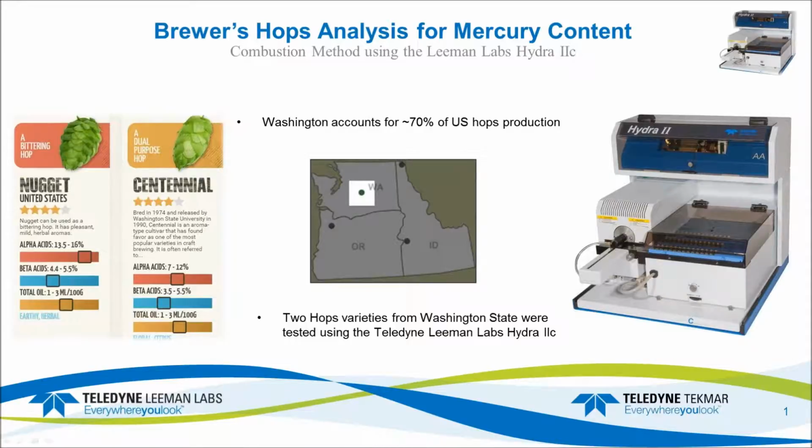I could have done a liquid digest with acids and permanganate and the like, as with other plant tissues, but I chose quick and easy, and I set up the Hydra AA, the 2C, to do it by combustion analysis.